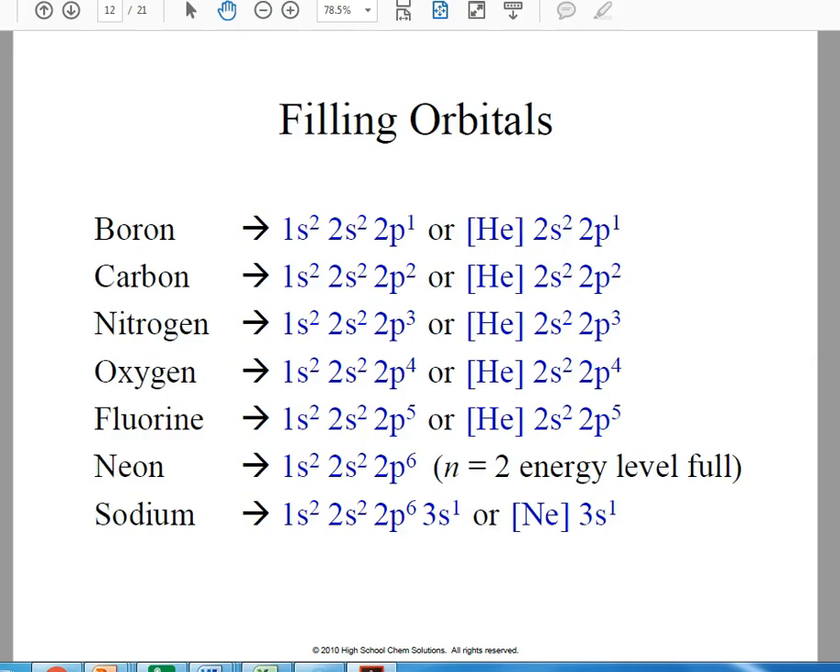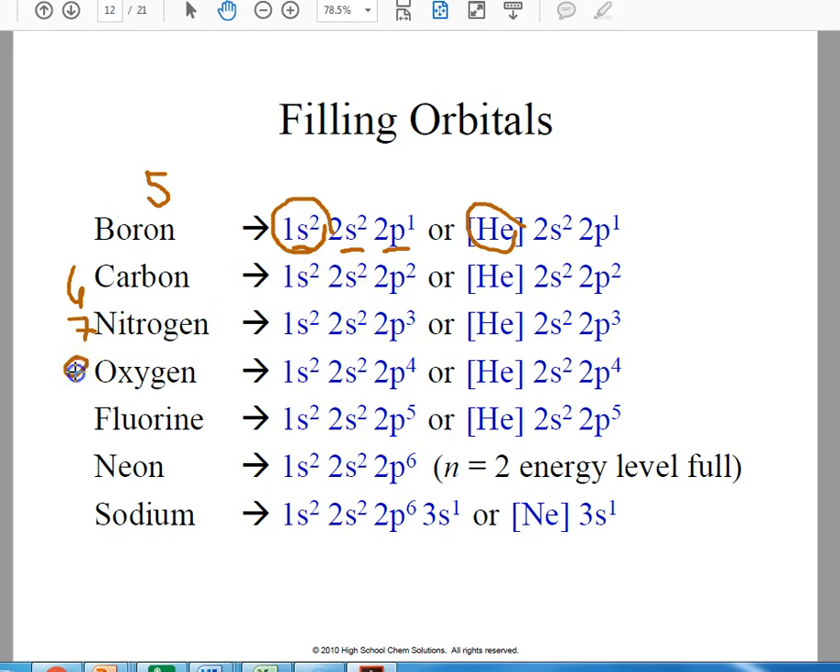All right, carrying on from there, we see some more examples. So we have boron, which has 5 electrons. So 2 into the 1s, 2 into the 2s, and then 1 into the 2p. And again, you see the shorthand with helium replacing the 1s2. We get another electron for carbon, and it also goes into the 2p. Nitrogen adds another electron. It has 7. And that one goes into the 2p as well.